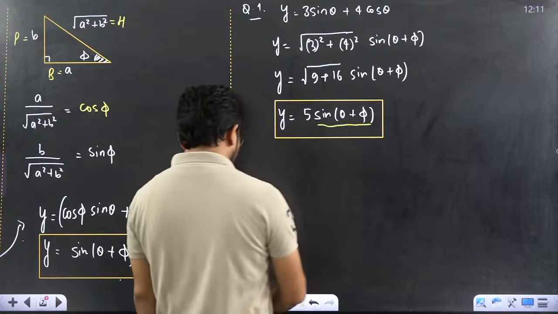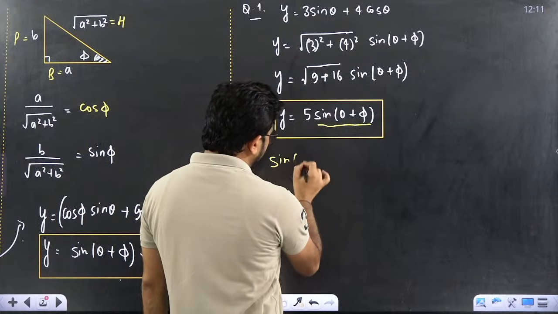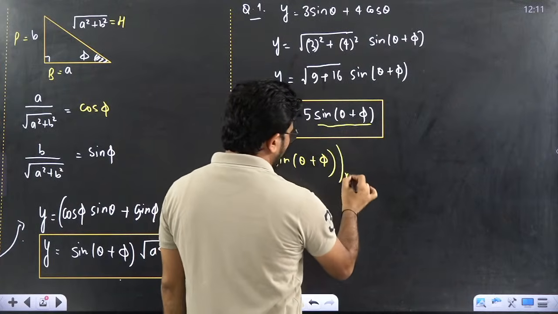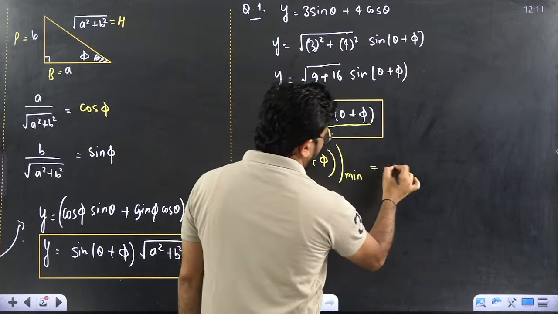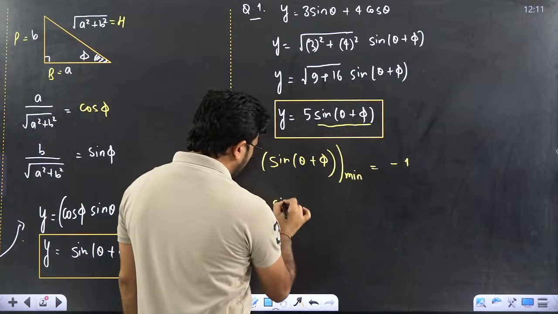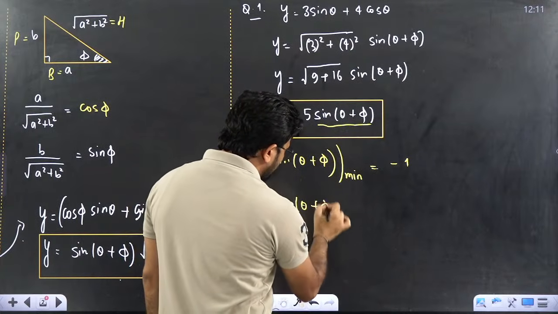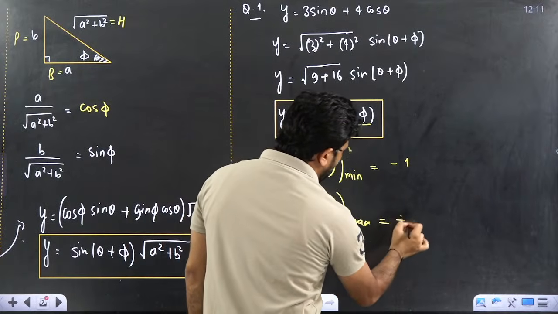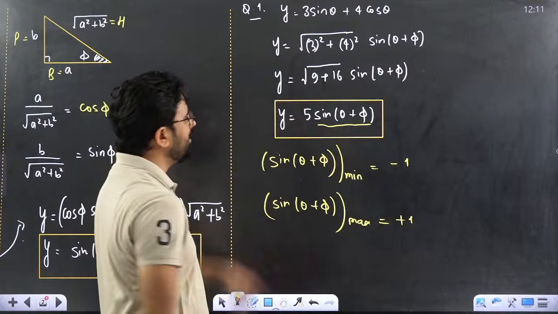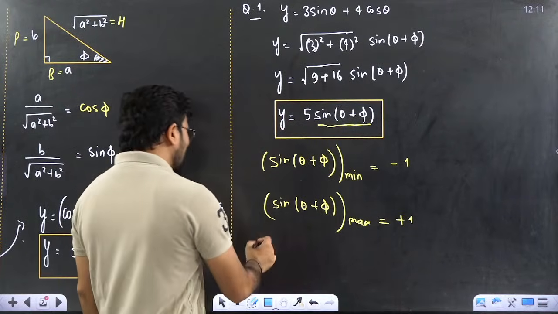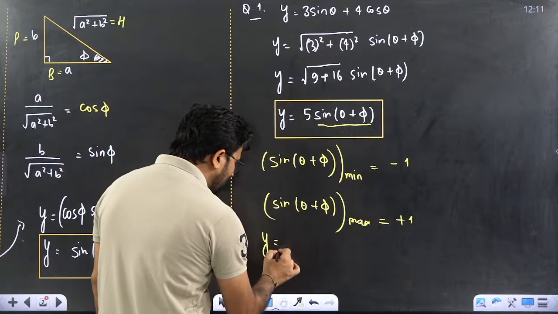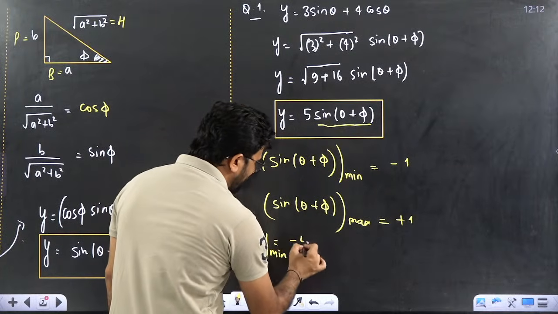The sin minimum value, of sin of theta plus phi, what is the minimum value? Please tell me. The minimum value is how much? -1. The sin of theta plus phi maximum value is how much, beta? What is the maximum value? That is +1. So you already know this is -1, this is +1. So directly what you can say from here, sir, y minimum value would be -5.